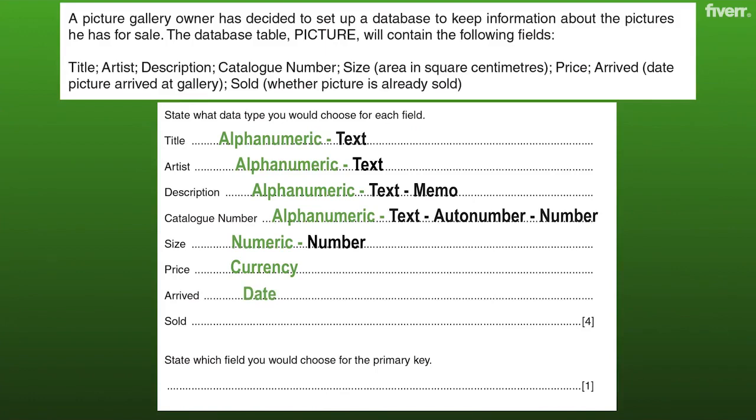So the last question here is, which one of these would be the primary key? I did technically already give you the answer to this question. It's going to be whichever is the unique field and the unique identifier. Here it would be the catalog number. So right, there are 5 marks, very easy. There are 5 main data types to remember and the definition of a primary key. You're winning for this section.